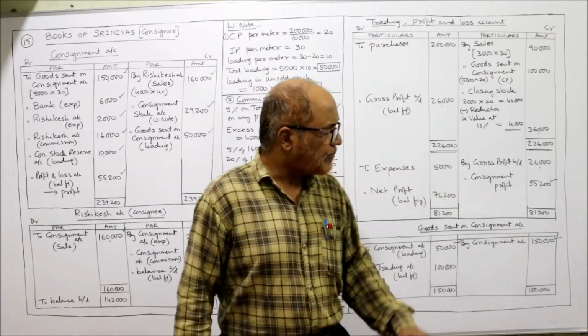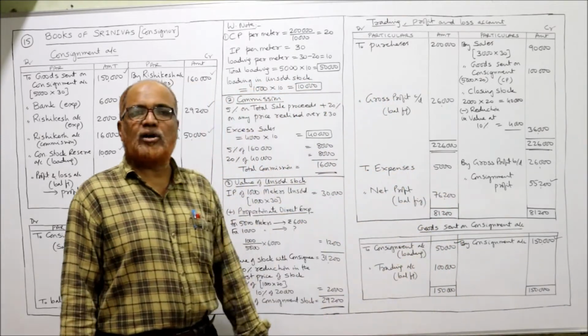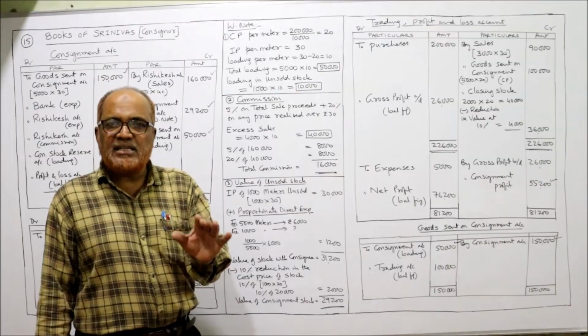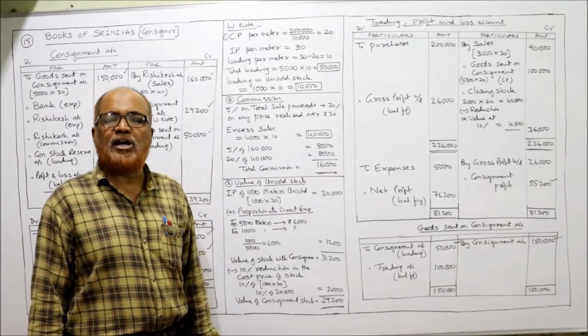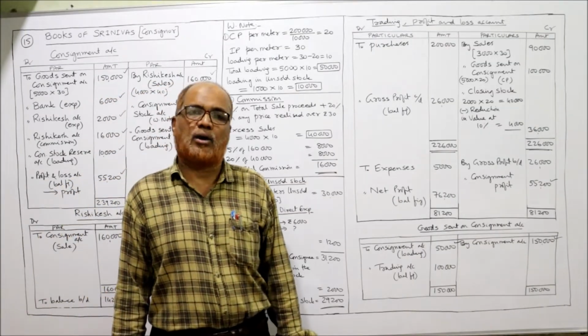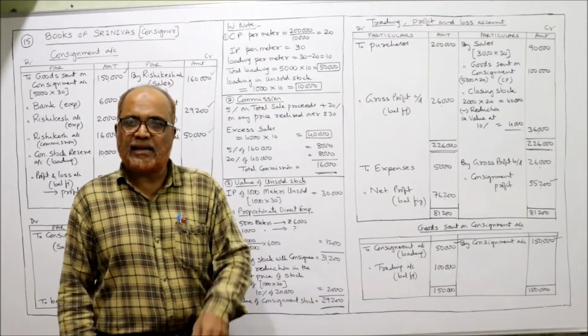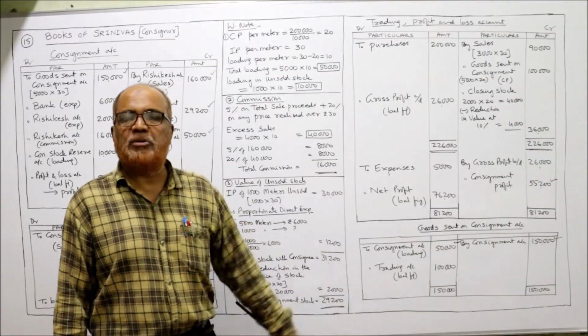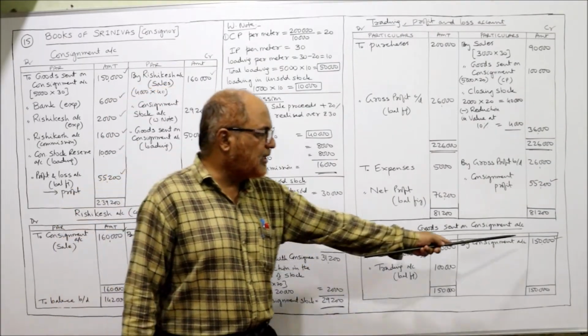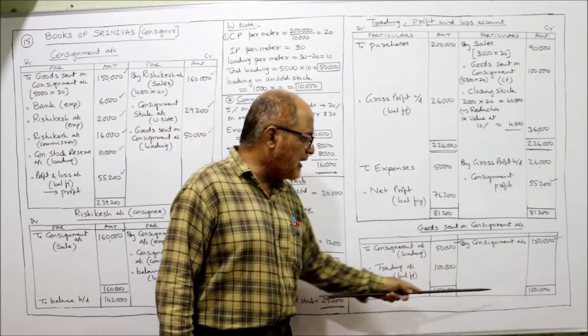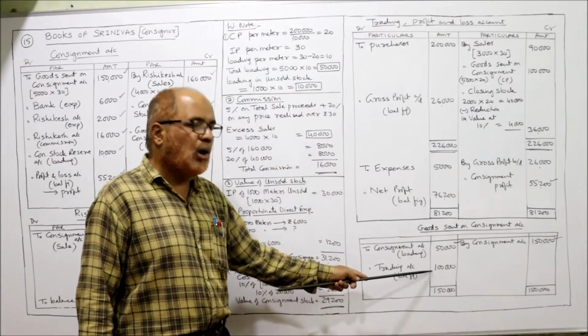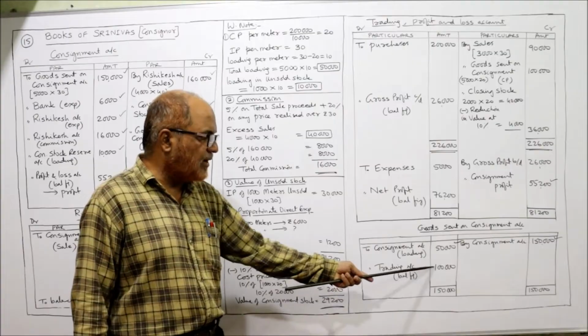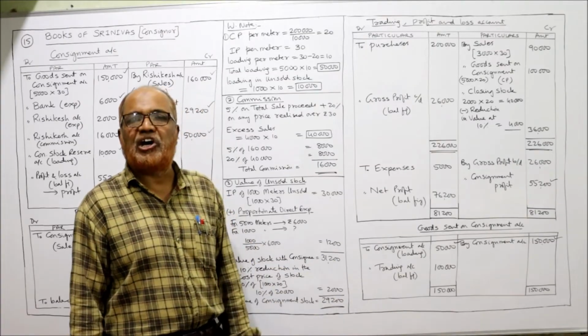That's all. Now come to this goods sent on consignment account. The balance remaining in goods sent on consignment account should be transferred to trading account. So credit side 1,50,000. From 1,50,000 deduct 50,000. 1 lakh rupees is the balancing figure. This will be transferred to trading account.